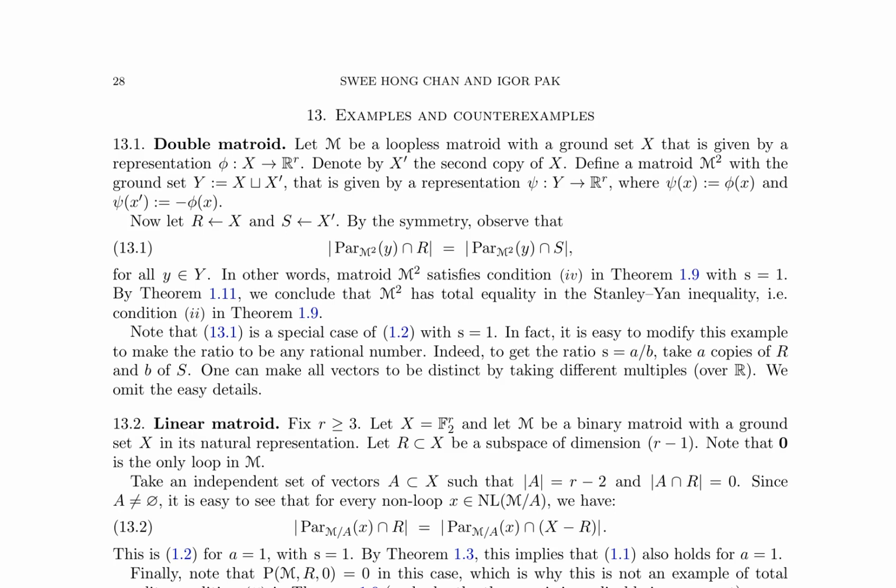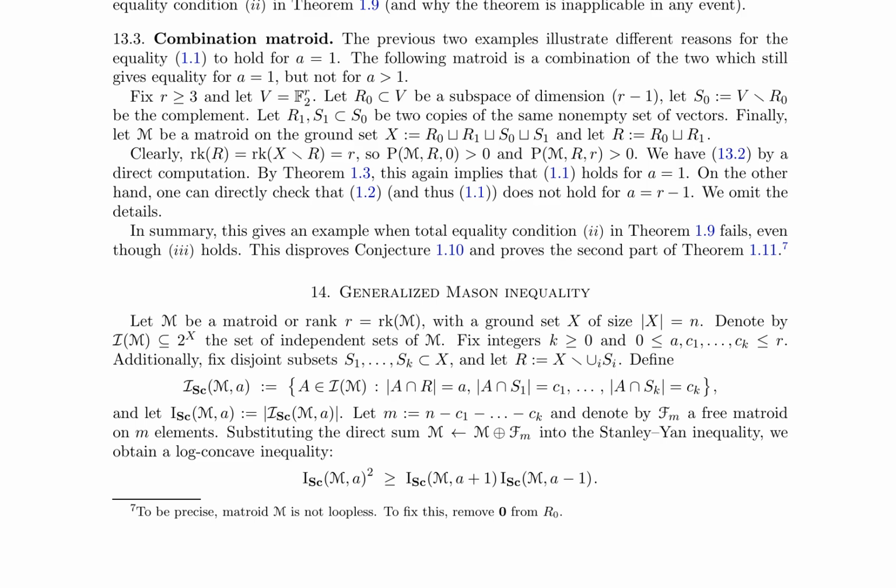Finally, we discuss the generalized Mason inequality, which is derived by substituting the direct sum M ⊕ F_m into the Stanley-Yan inequality. This results in a log-concave inequality: IS_C(M,A) squared is greater than or equal to IS_C(M,A+1) IS_C(M,A−1), where M = (C1, ..., Ck), and F_m is a free matroid on m elements. This highlights the intricate relationship between the independent sets of M and the generalized Mason inequality.